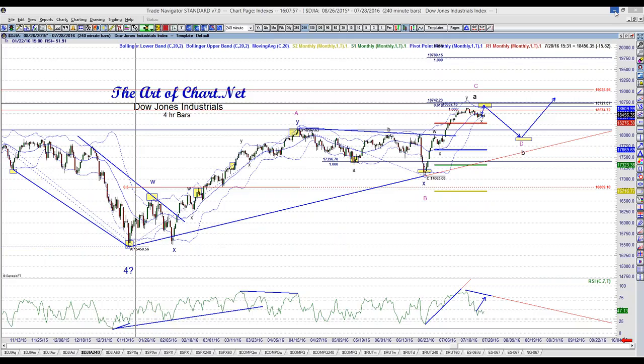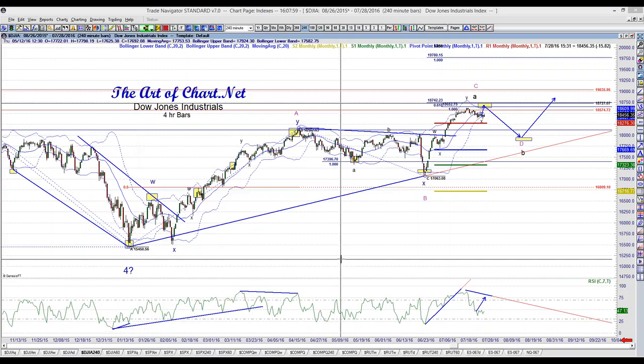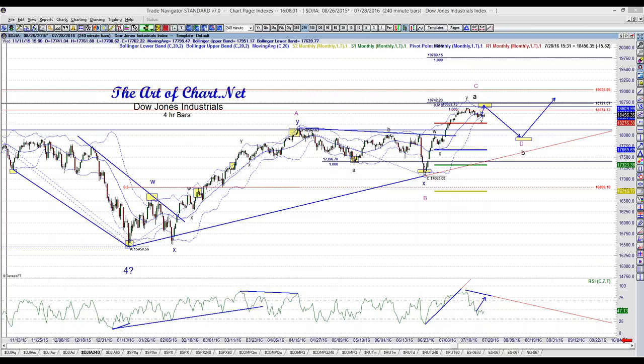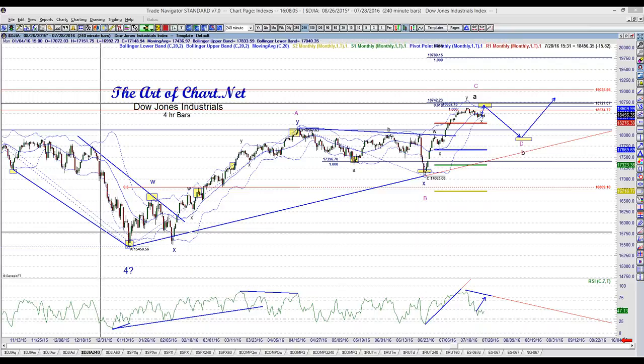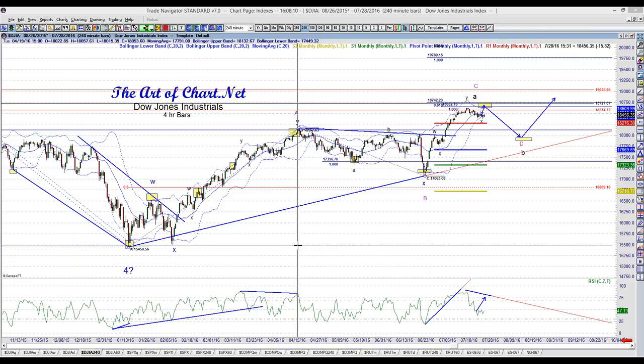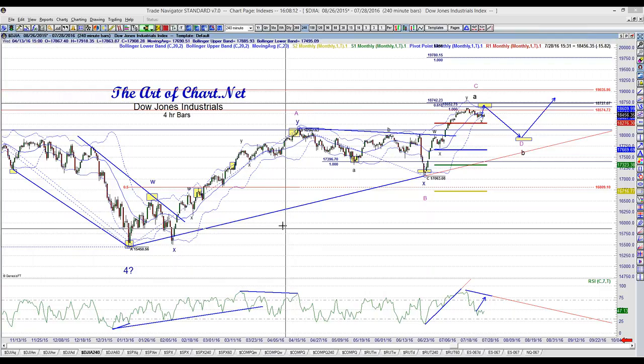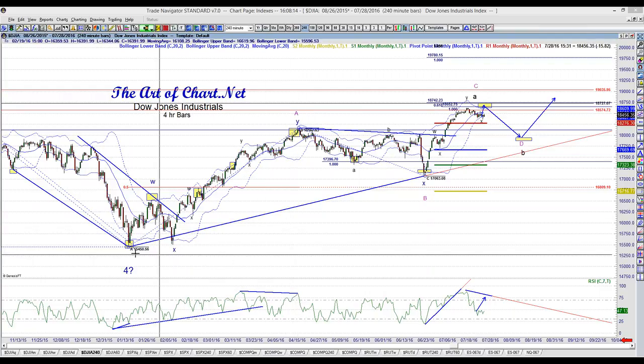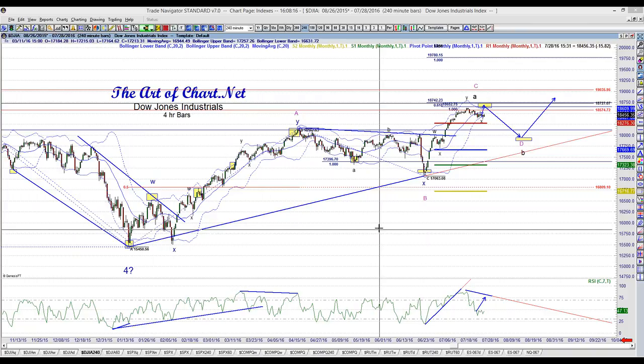Okay, so that's it. I'm going to go into, at this point, a little introduction into using Elliott here on the Dow Jones. Okay, I'm going to start down here at this potential 4th wave. So questions at this point? I don't see any questions, so I'm going to continue. Okay, so let me just show you where we're at.